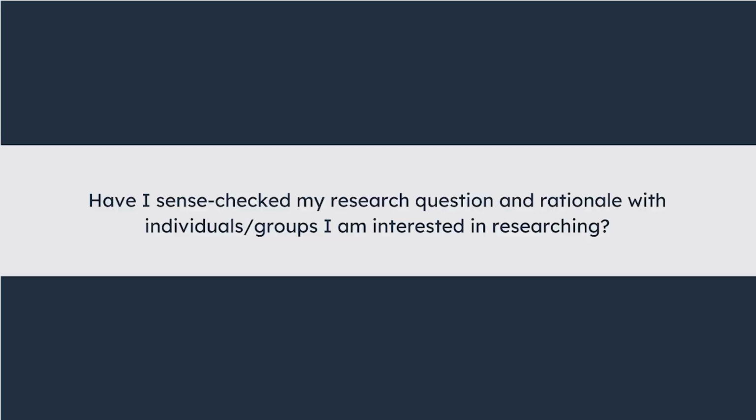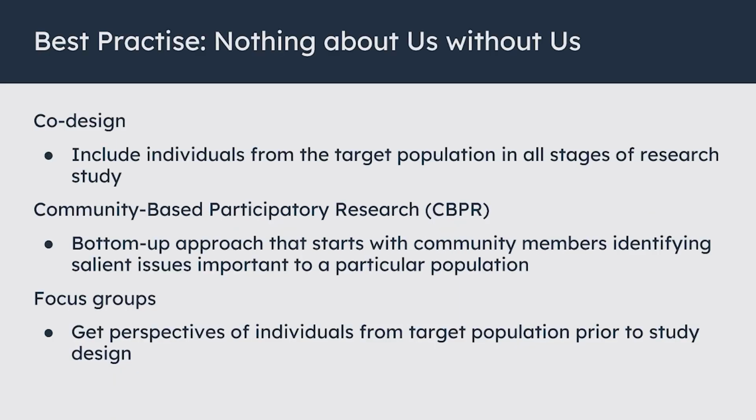So the earlier we start to think about how inclusivity and representation might look in any given study, the better. And a really good question to ask yourself is, have I sense-checked my research question and rationale with individuals or groups in which I'm actually interested in researching? And this is really important and something that can be done in a few different ways. The gold standard approaches are co-design and community-based participatory research. Co-design being involving members from the community you wish to research from the beginning all the way through to the end of the research process.